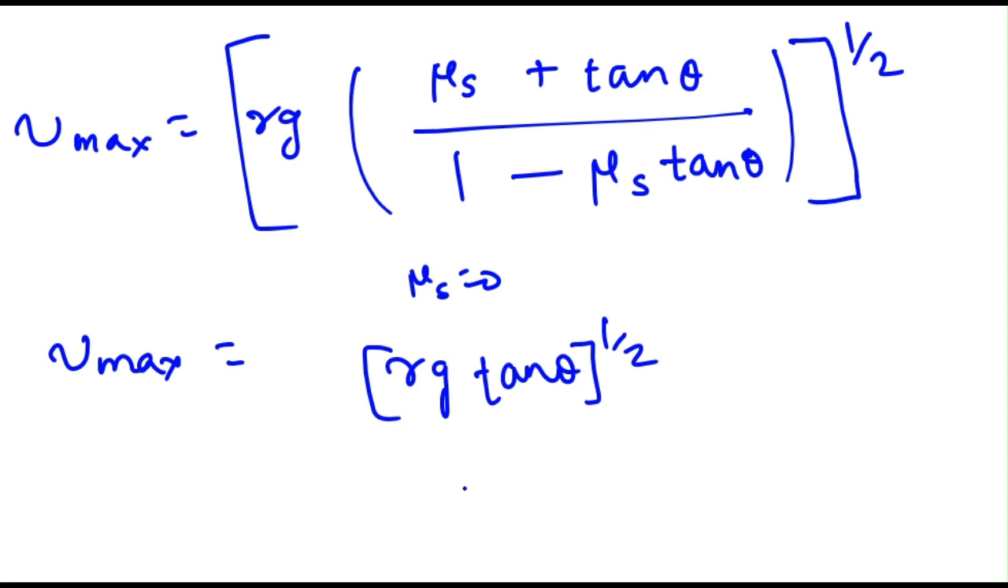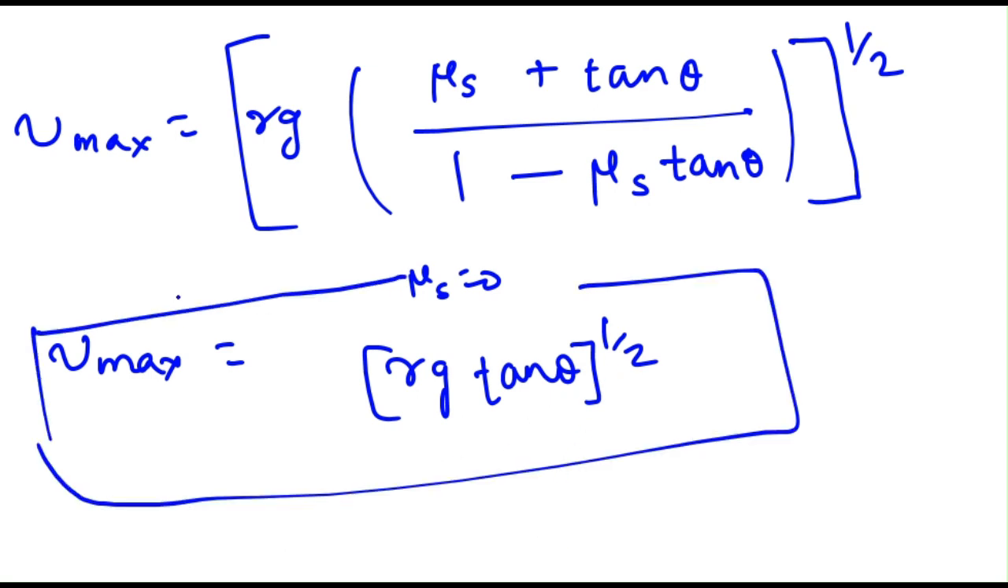So even if there is no friction, in this case, when the road is inclined, or the track is inclined, even if there is no friction, that is mu s is 0, we can take a circular turn with a maximum velocity up to square root of Rg tan theta. This is all for this video. In the next video, we will take some examples to develop our concept of solving the numerical problems.